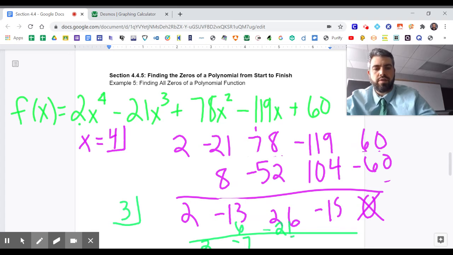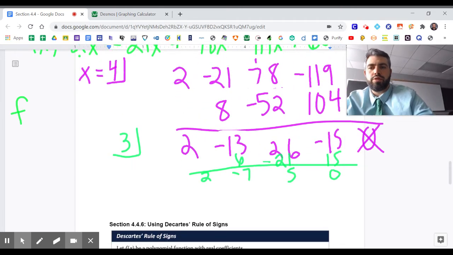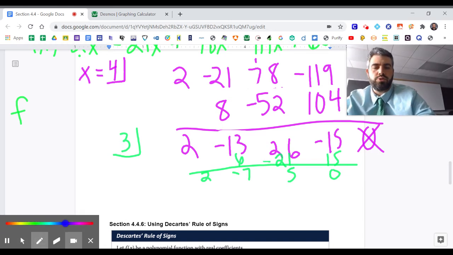And so then I get 5 times 15, and I get 0. Hey, check it out. That's good, okay? So now I have 2 of my roots, right? That's pretty awesome. I have 2 of my roots. It's 4 and 3. And so now I have a quadratic, and those are way easier to solve.